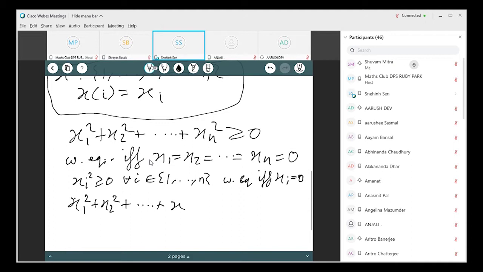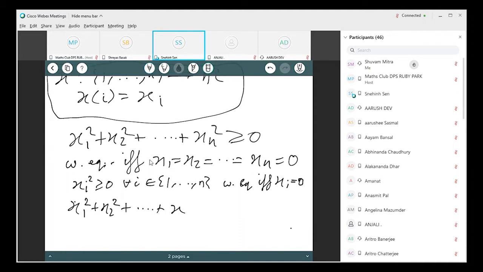Hello? Is it clear? Actually, I can't see the chat or any other screen. Yes. Okay then. This is with equality. I'll continue over here.